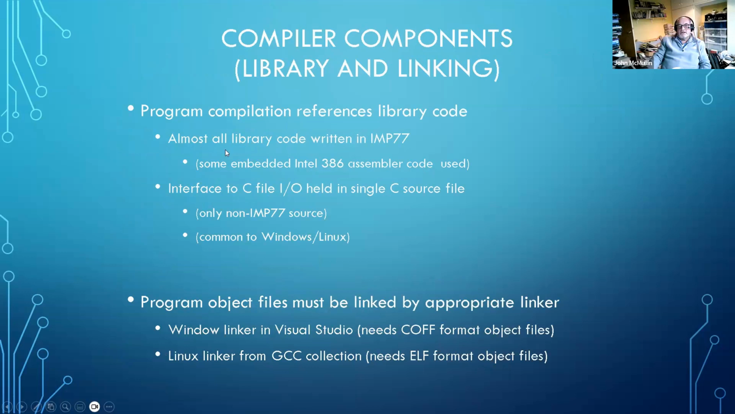There's the library code, which is almost all written in Imp77. There is some embedded Intel 386 assembler code used inside it to do the dirty things that Imp actually couldn't really work with. There's only one C file used inside the library, and that is accessing the C file IO. And of course, you then link your object files to the library for running.